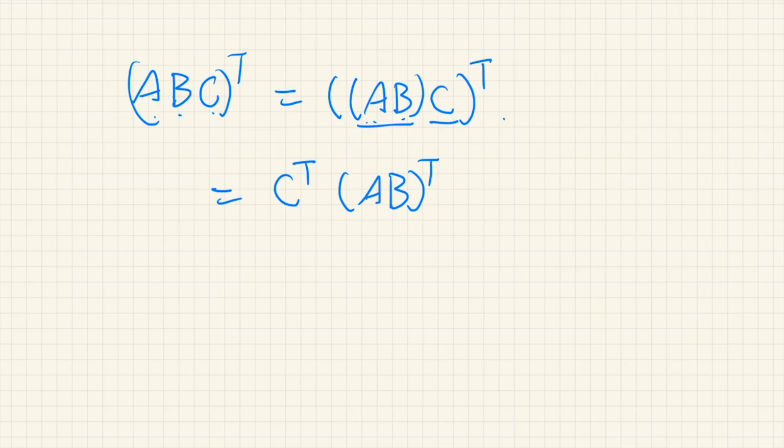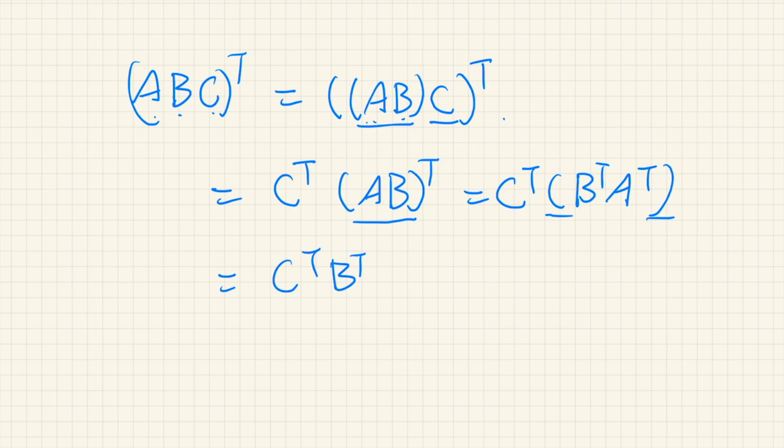Now we apply the theorem again to this part. So that is C transpose, B transpose, A transpose. And from the associativity of matrix product, we can remove these parentheses. So that is C transpose, B transpose, A transpose. So the product of matrices, if we take its transpose, then we always get the product of transposes, but the order of product is reversed.